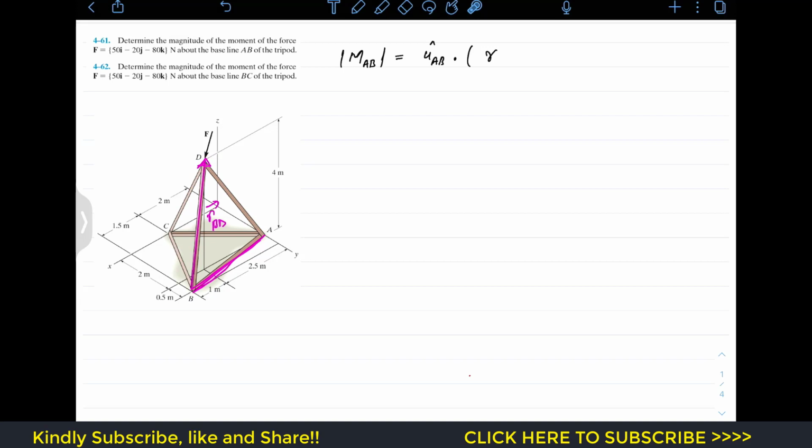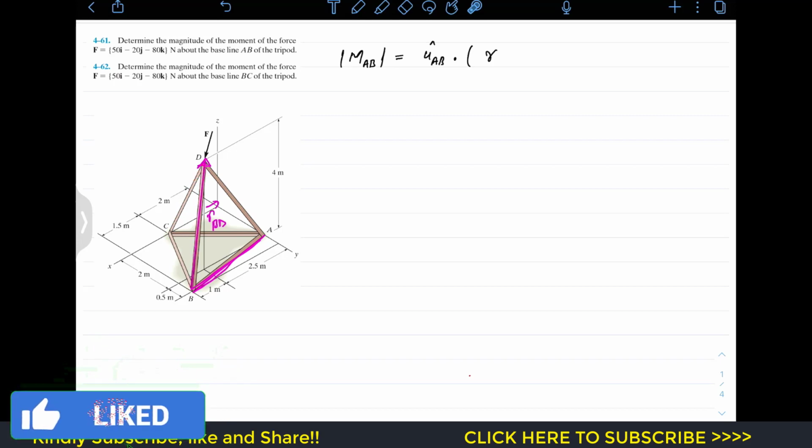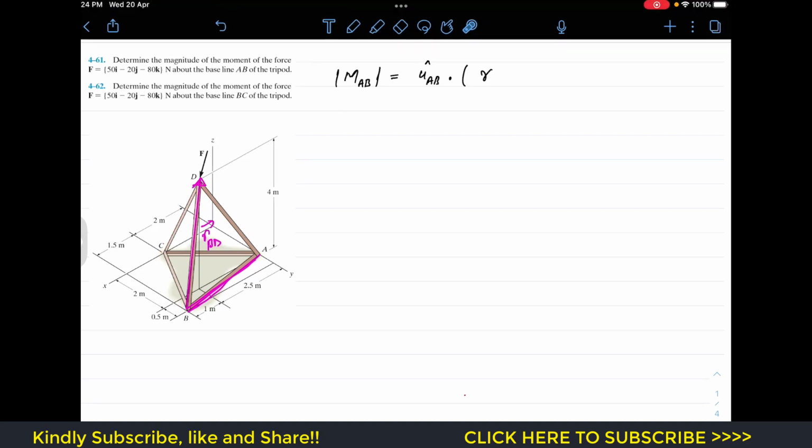I will choose the position vector from B to D, since in the second problem we are going to find the moment about the BC line. So this is our BC line, and for the BC line we can choose C to D as a position vector or B to D as a position vector. If we determine this position vector from B to D for the first problem, we will be able to use that same position vector for the second problem as well. So we can conclude that the moment arm of a given force can be any vector from any point on the axis of rotation to the line of action of that force F.